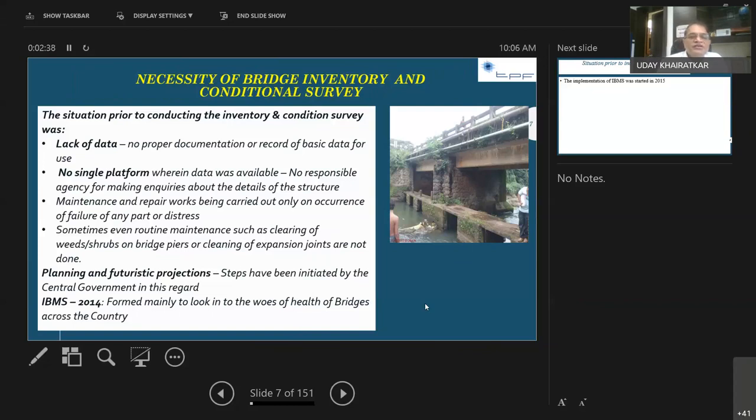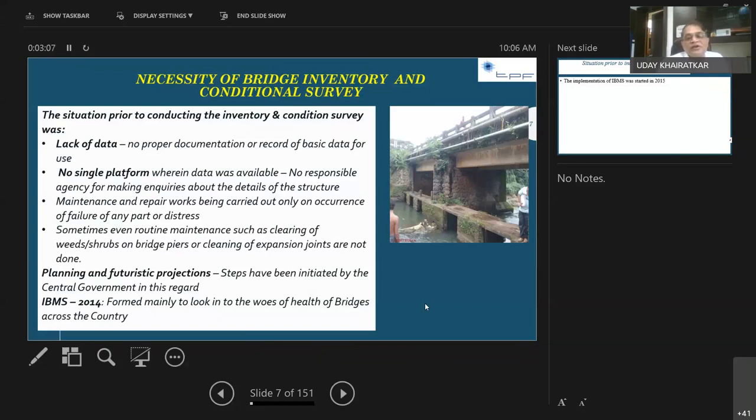Even routine maintenance such as cleaning of weeds and shrubs on bridges or cleaning of expansion joints is not done. Most of the time, if we travel and closely observe all the bridges, the expansion joints are normally not cleaned at all. Even the drainage spouts are choked. Sometimes the drainage spouts are not there at all. You see the photograph on the right side, you'll find that the stone masonry pier has shrub growth.